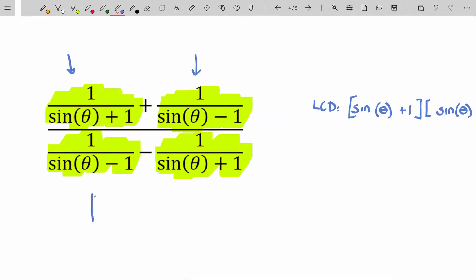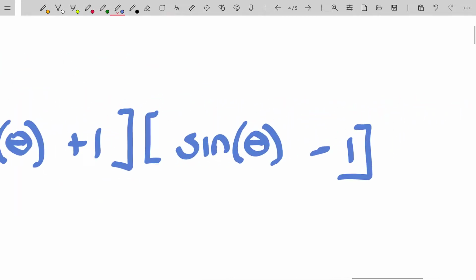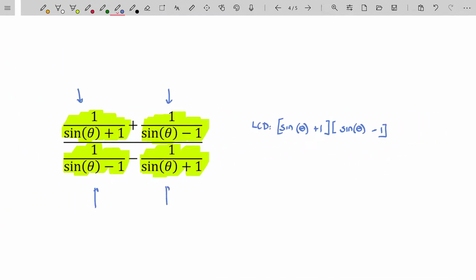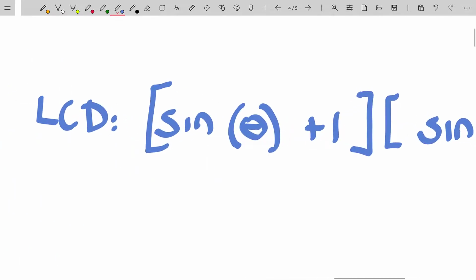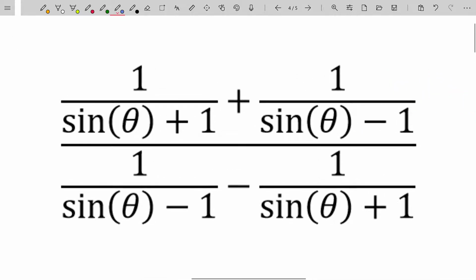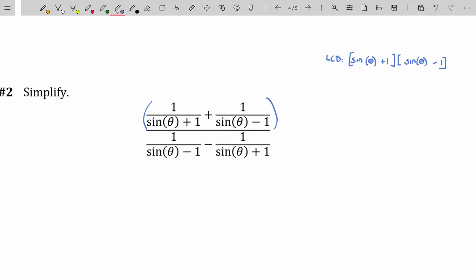And then the first fraction in the denominator requires us to have a sine of theta minus 1, but our LCD already has a sine of theta minus 1. And then the second fraction in the denominator requires that our LCD has a sine of theta plus 1. However, again, our LCD already has a sine of theta plus 1. What am I going to do with that LCD? I'm going to multiply both numerator and denominator of this compound fraction by that LCD. Very important thing when you multiply a fraction by the LCD, or you basically do anything like what we're doing here, make sure you use grouping symbols liberally.